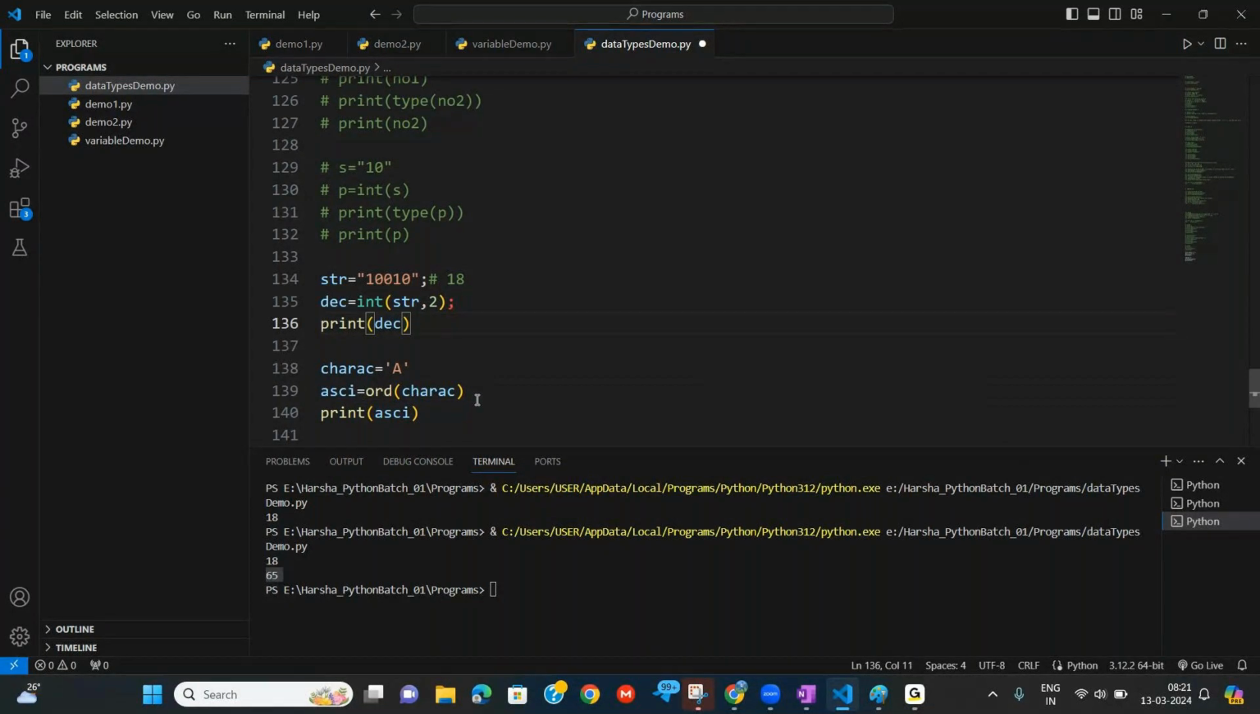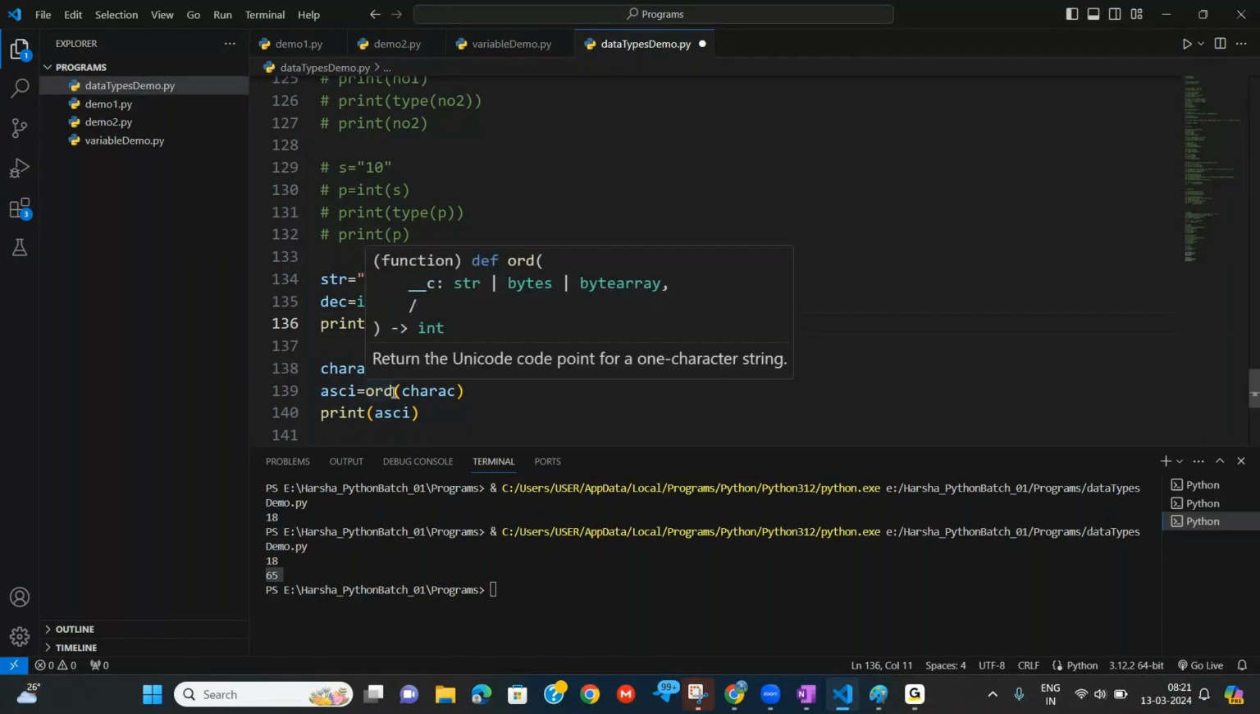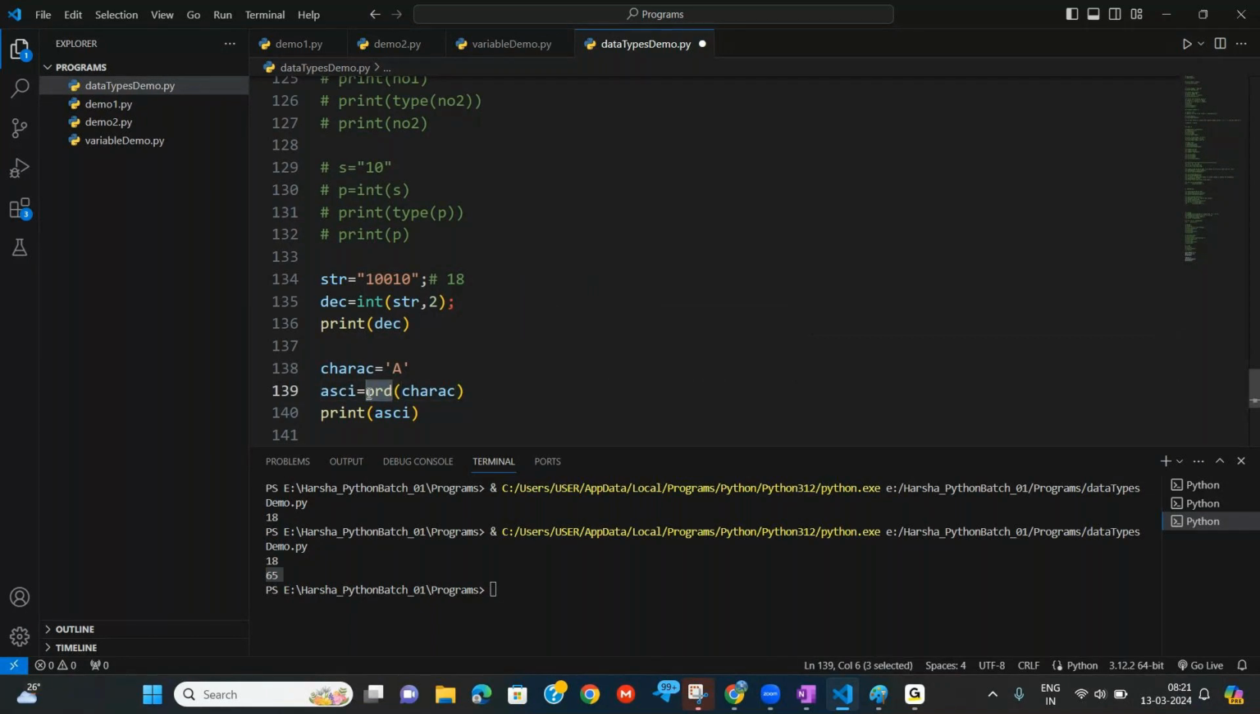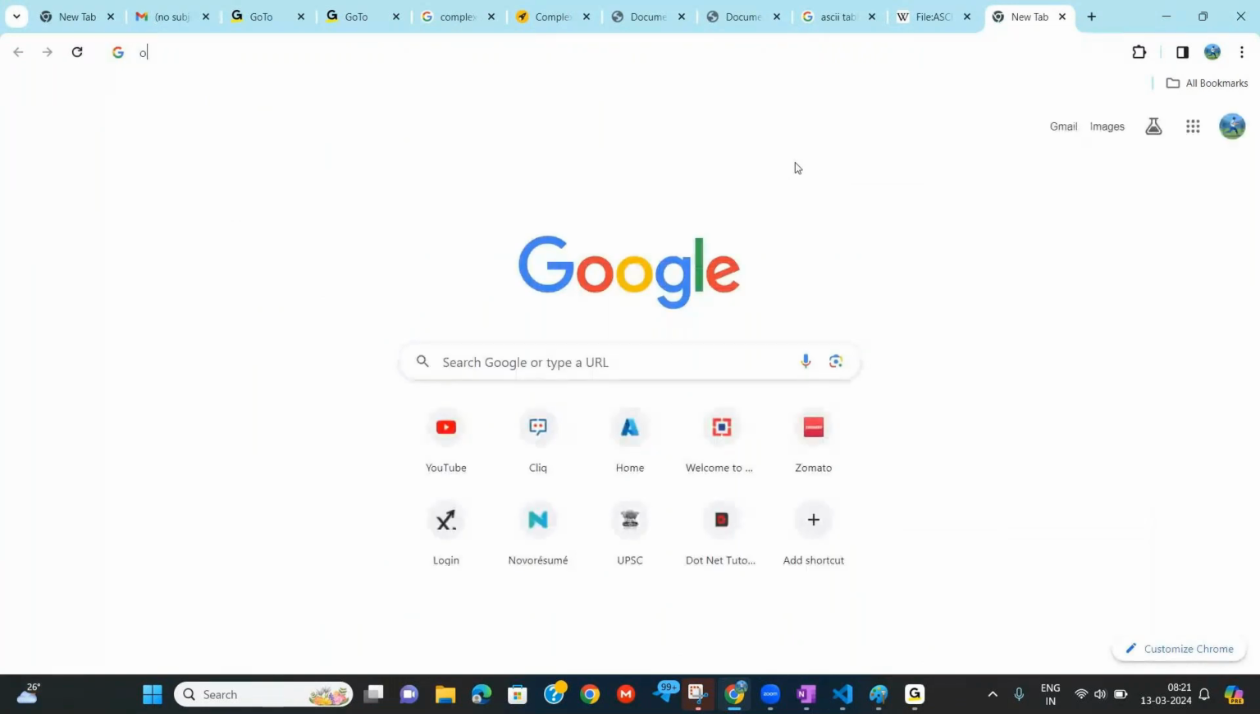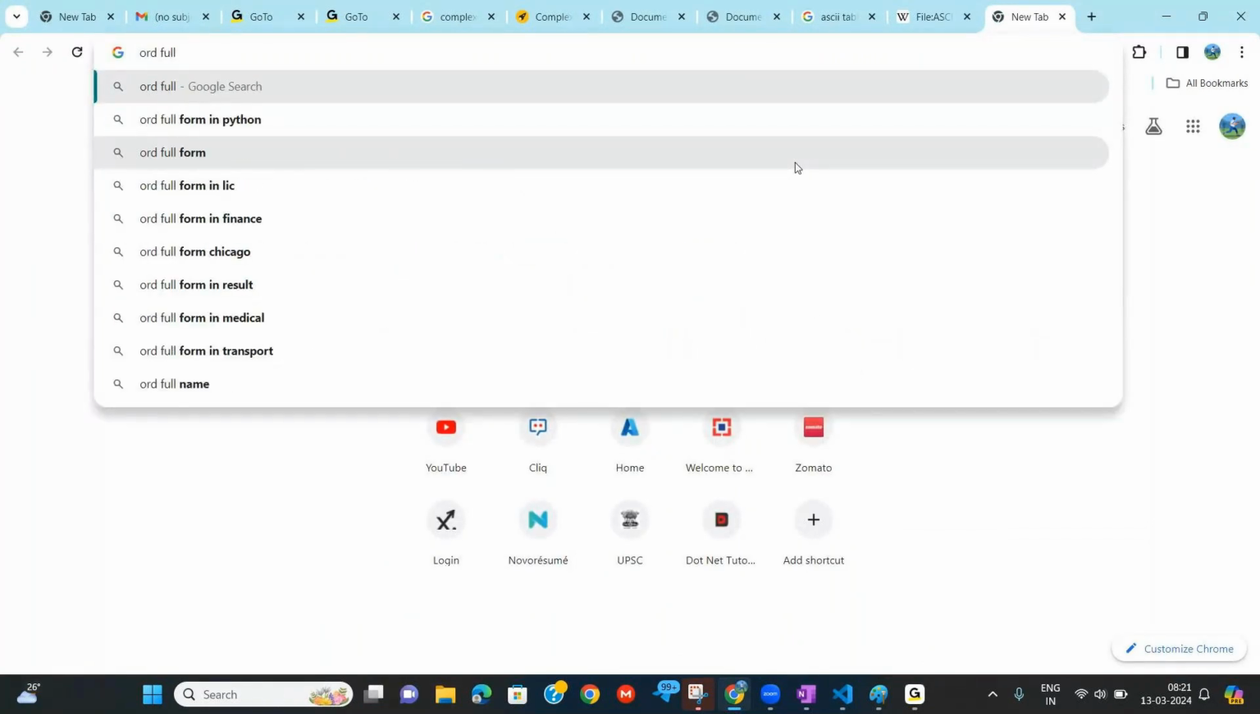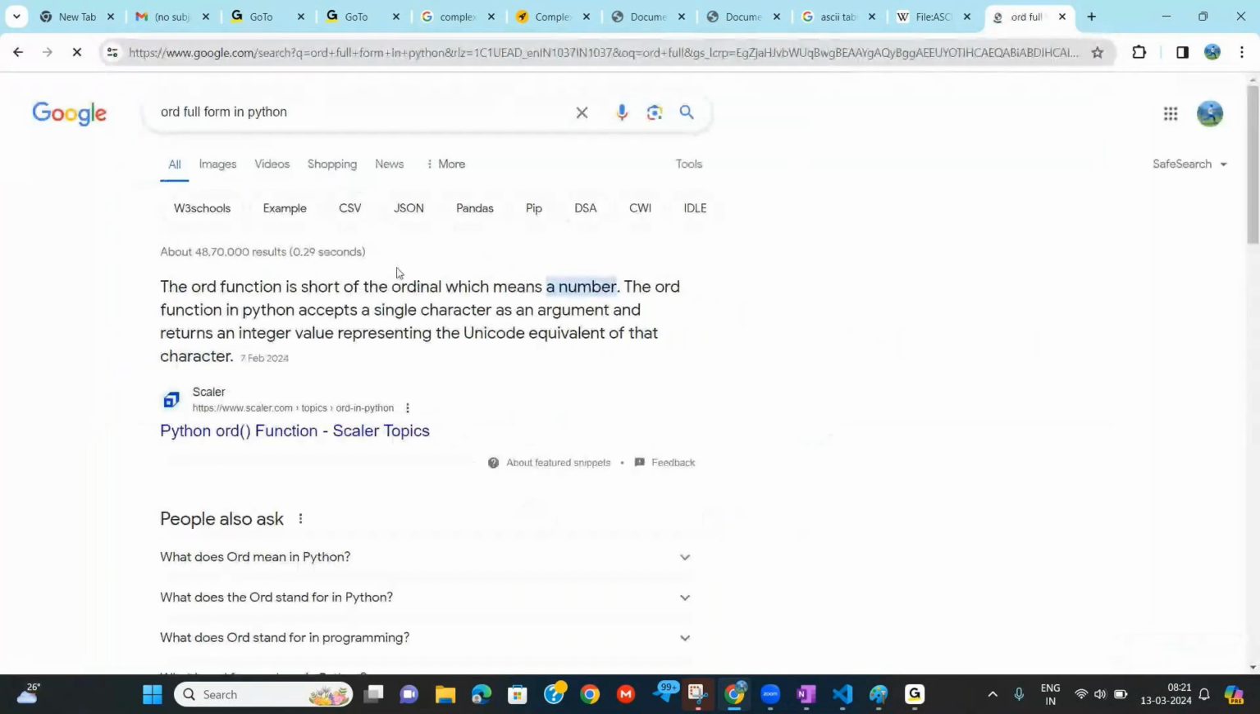Now, what is ORD? ORD is the function name for converting any string type to its integer type. I'm asking for the full form, sir. What is the full form of ORD? I also forgot the full form, I've used this ASCII code. Let me see. Is there a full form? Ordinal, short for ordinal. Okay, ordinal.